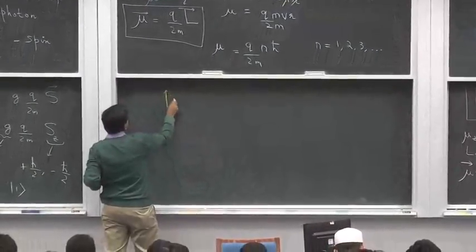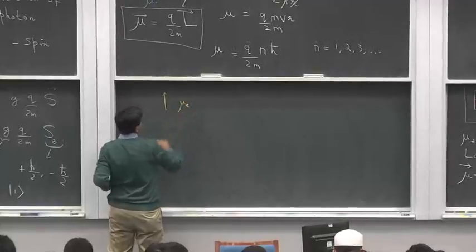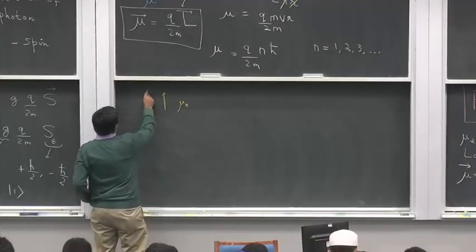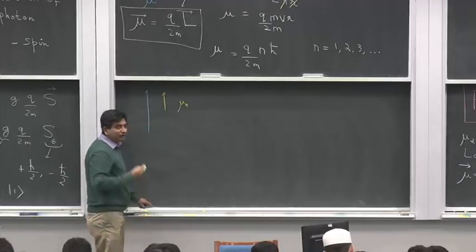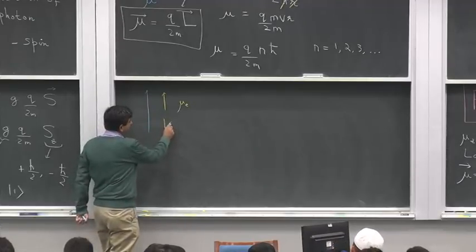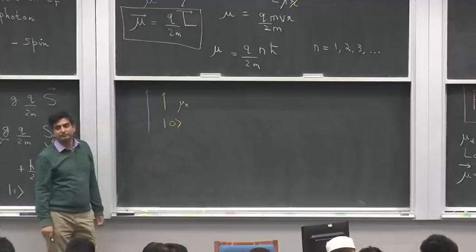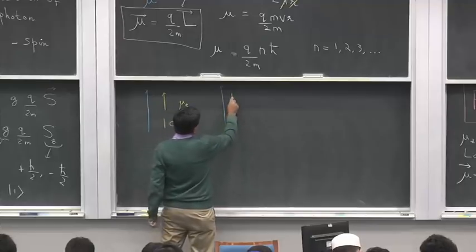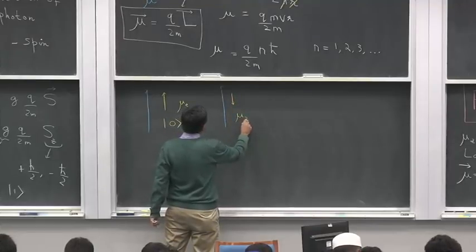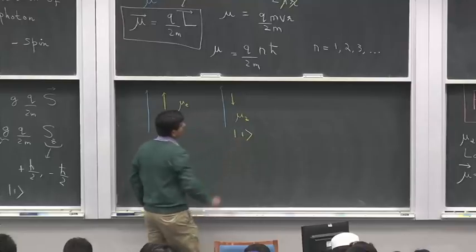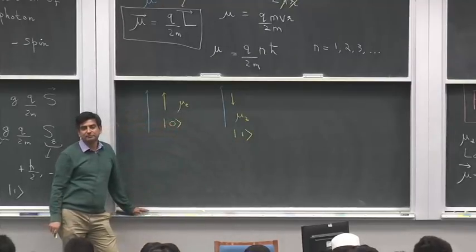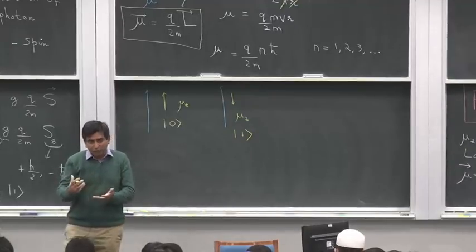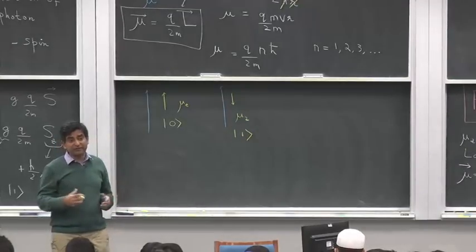If this is the magnetic moment of an electron, mu Z is pointing in this direction, parallel to the magnetic field. You call this configuration ket 0. And if the field is pointing upwards but the magnetic moment is pointing downwards, you call this configuration ket 1. So these become the two basis states for your quantum computer. You can also use the spin of an electron, in other words.